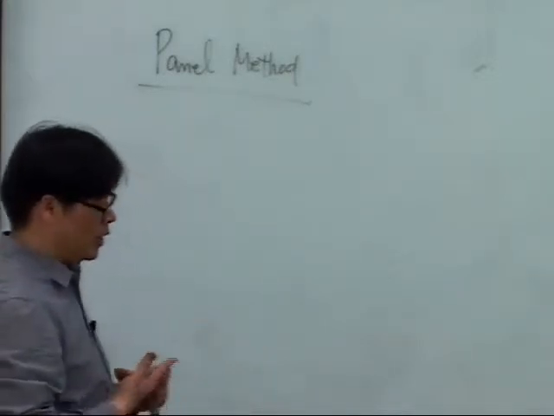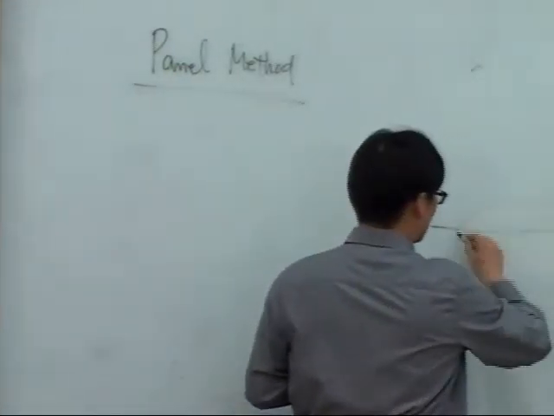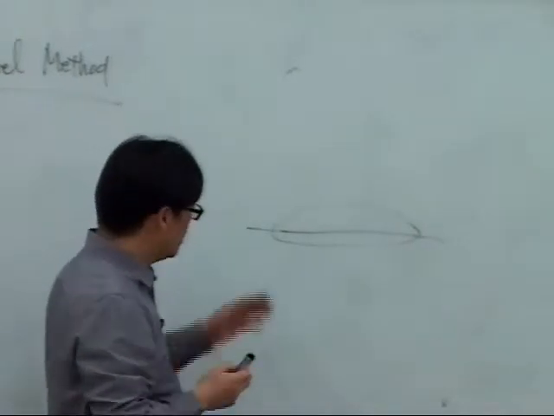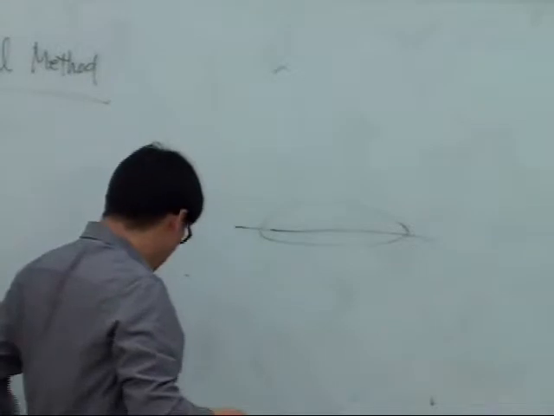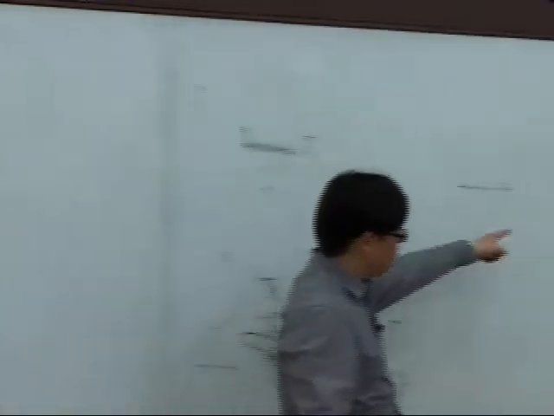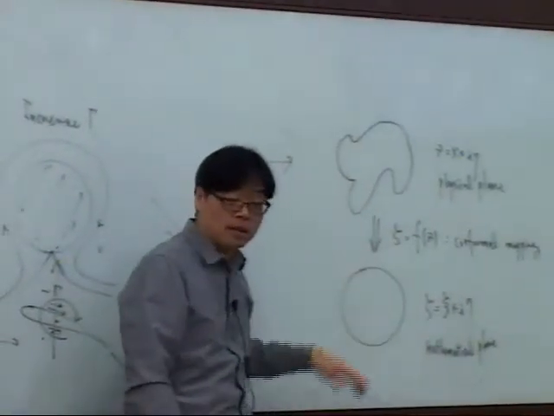The third way is if the flow is symmetric, then as you did in the homework, you can use the distribution of source singularities along the axis. That's another way. And also this is an alternative way: if you know the mapping between these two geometries, then you can use that.